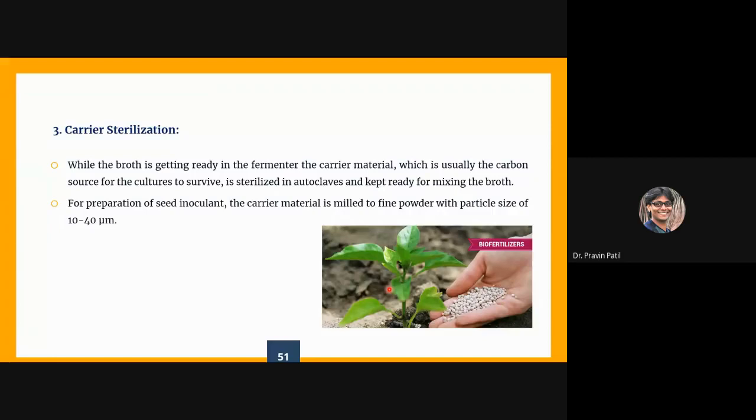Then the carrier sterilization. This part has already been discussed. So this material, this bio-waste material which you are using as a carrier material, whether it is a crop residue or a dry fruit waste, whatever it is, we can crush it down. Again the logic is the same: the smaller the size, the higher the surface area, the higher the mass transfer. So the smaller the size, the more microbes will get loaded on the sample. So a minimum amount of sample will have the maximum number of microbes in that form.